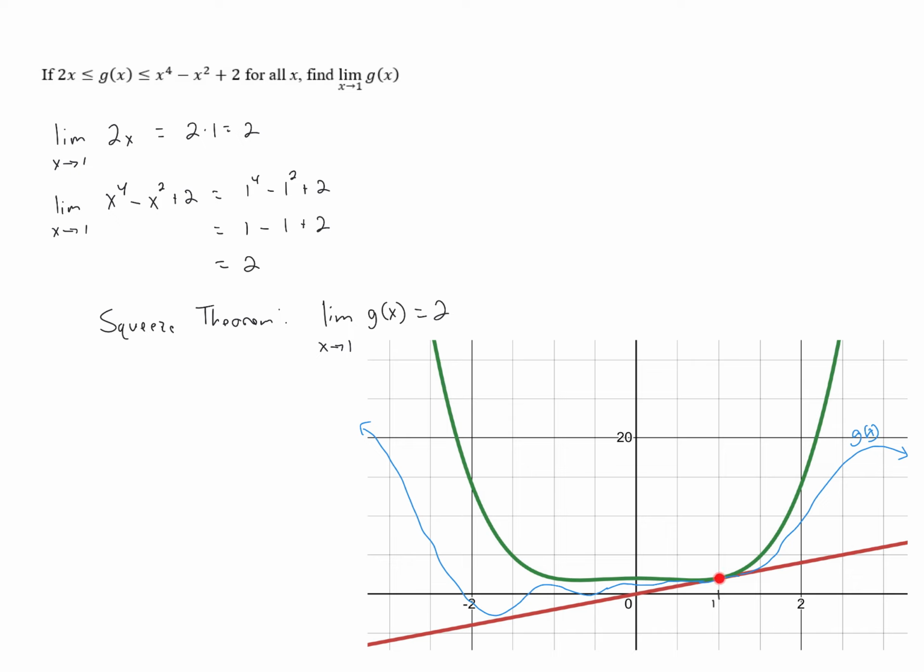that means there's not any distance between those two graphs like there is here. There's no wiggle room for the middle function, so it also ends up getting squeezed or pinched in so that limit is the same as the others, which is how we know that the limit is equal to 2.